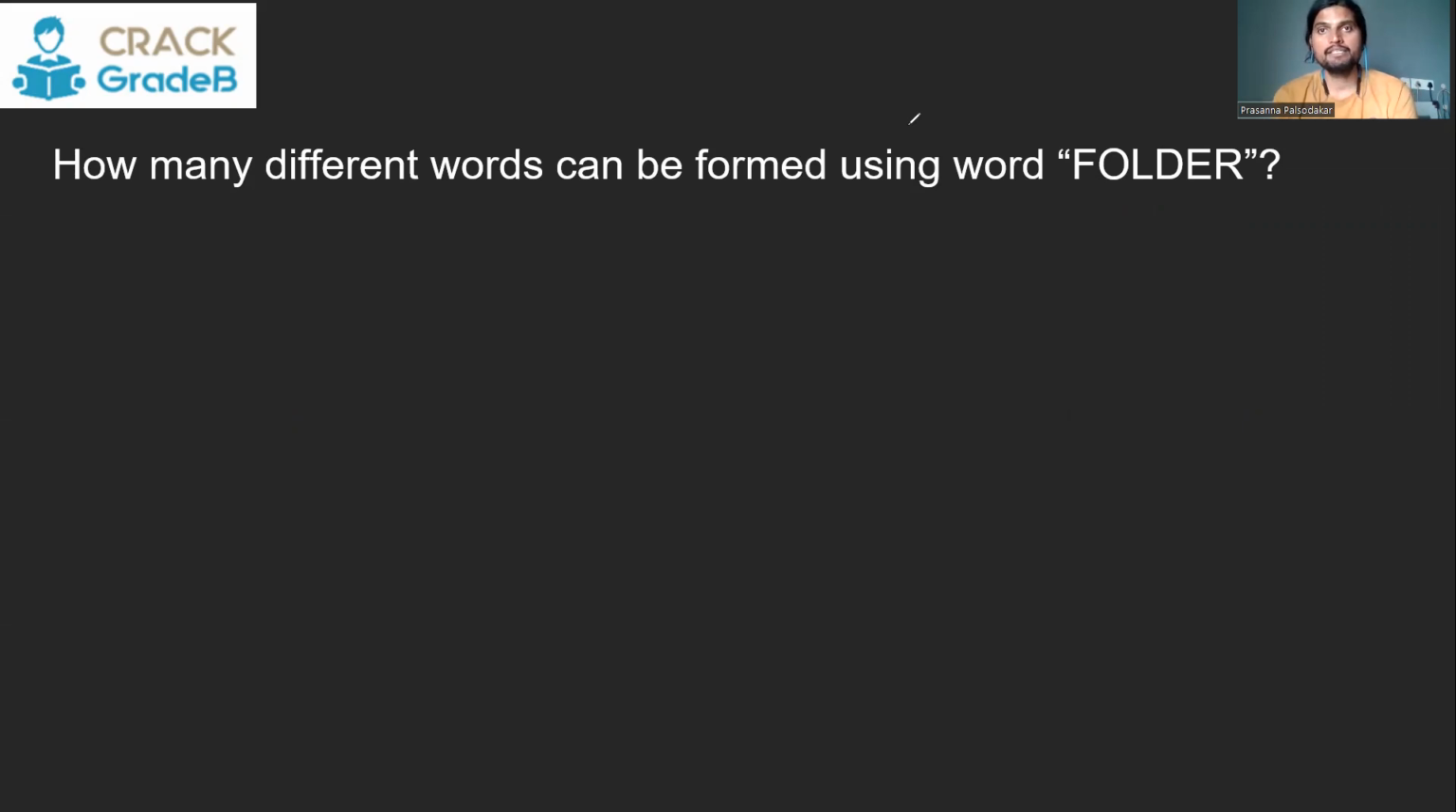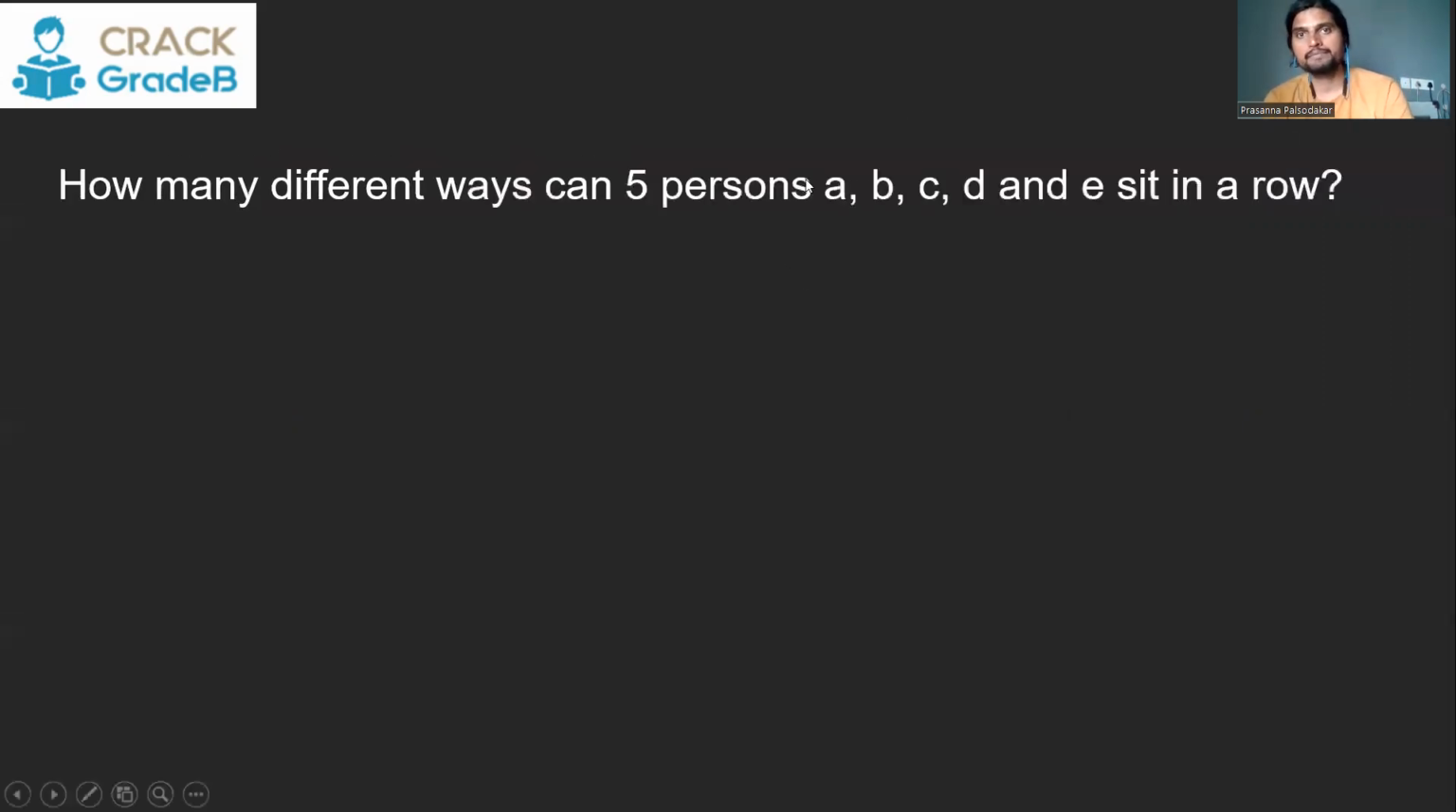Right? Let's see one more question like this. How many different ways can 5 persons A, B, C, D, and E sit in a row? If you have to make 5 people sit in a row, on the first place you will have all 5 choices out of A, B, C, D, E. If say B sits here, now you'll have only 4 choices. Now 3, then 2, then 1. So the choices keep reducing, and that is how we have 5 factorial, which means 120 ways.